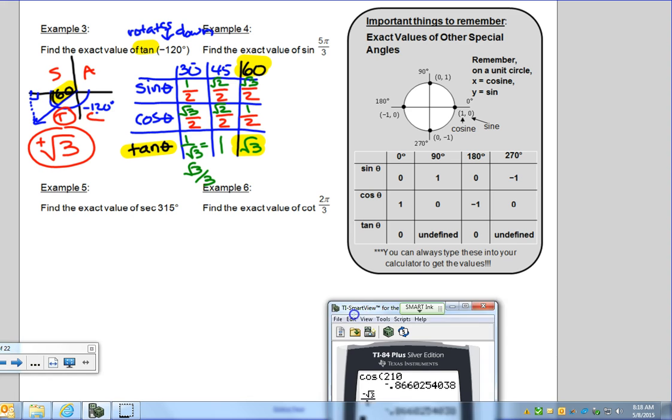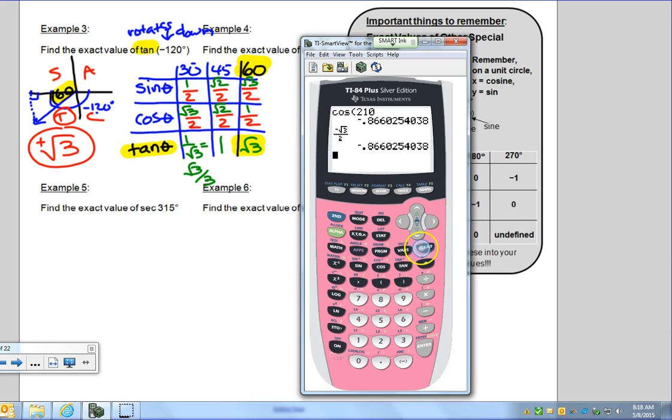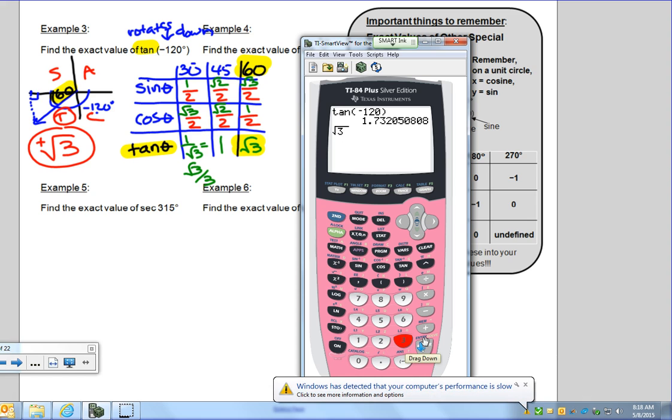Now, you can always get it by just typing it in yourself. You can even try to check the values, tan of negative 120, and then my positive radical 3. And you can see they're the same number.